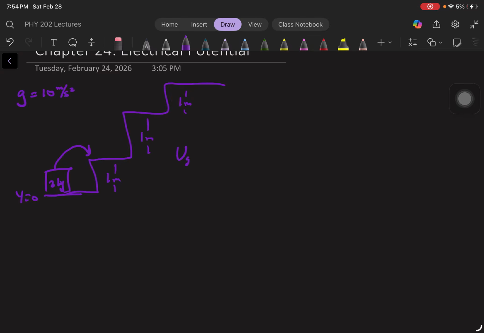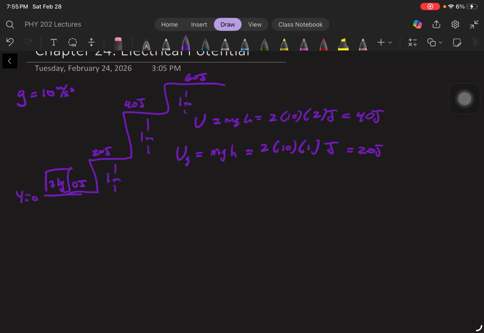Well, that would just be U sub G is equal to mgh, which is 2 times 10 times 1 joules, which gives us 20 joules. All right, let's say you wanted to go to the second step. That would just be U equals mgh, 2 times 10 times 2 joules, which will give us 40 joules. And so if we wanted to, we could go for each of these steps and write down how much energy was required to be on each step.